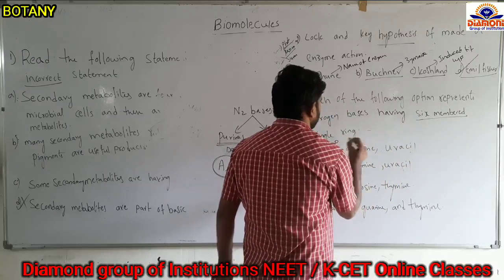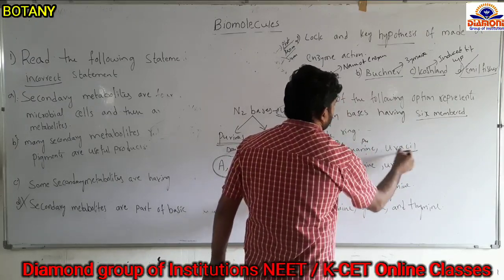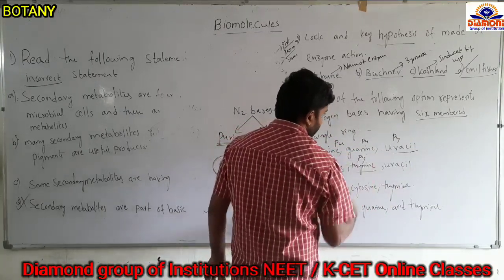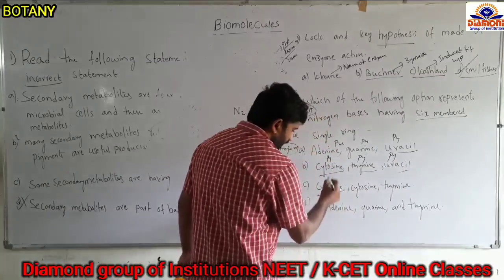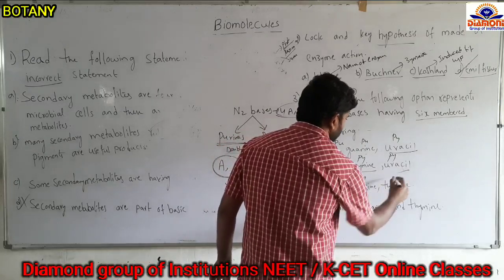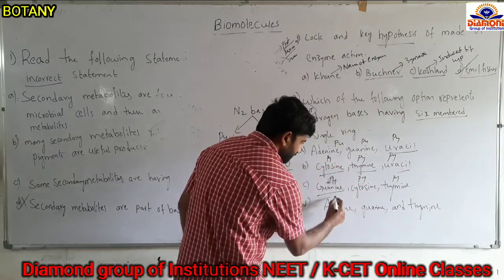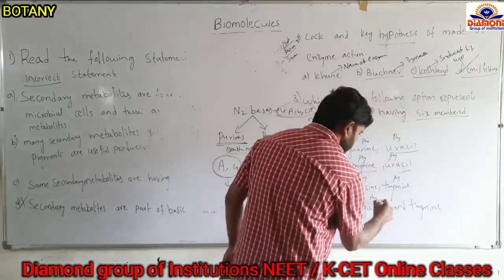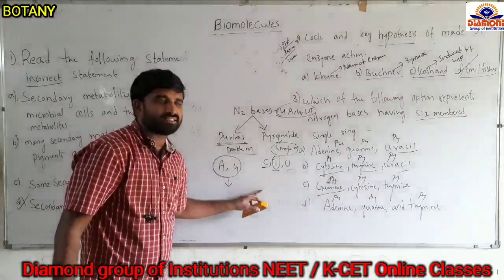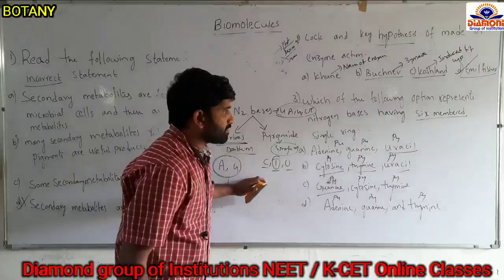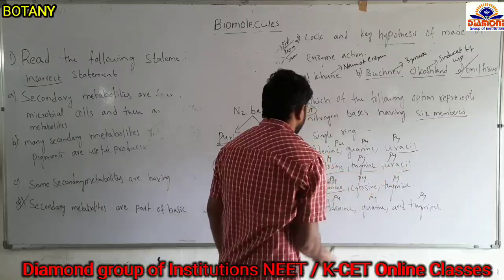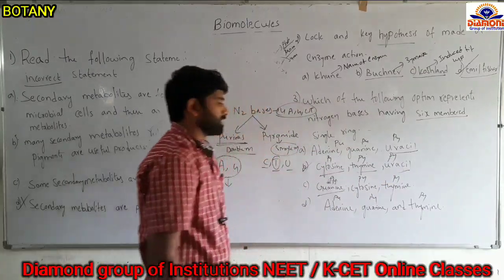Now option A: adenine, guanine, uracil. Adenine and guanine are purines and uracil is a pyrimidine. Cytosine, pyrimidine. Thymine, pyrimidine. Uracil, pyrimidine. Guanine, purine. Cytosine, pyrimidine, thymine, pyrimidine. Adenine, purine, guanine, purine, and thymine, pyrimidine. So out of the given options, pyrimidines have a six-membered single ring. We have identified the only pyrimidines as cytosine, thymine and uracil. So the answer is B only.